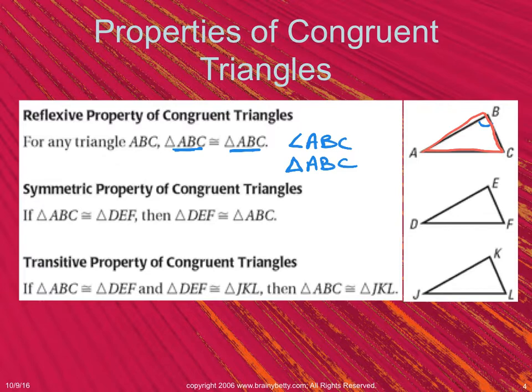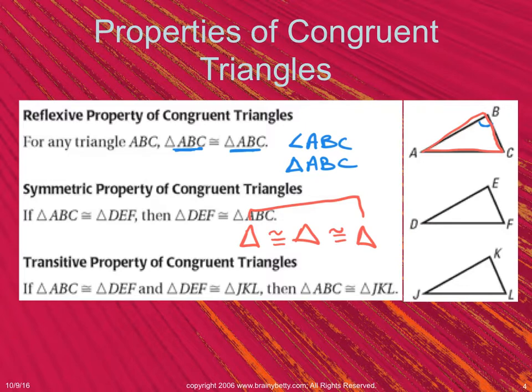Finally is the transitive property of congruent triangles. If triangle ABC is congruent to triangle DEF, and triangle DEF is congruent to triangle JKL, then the first one must also be congruent to the last one. Triangle ABC is congruent to triangle JKL. If the first is congruent to the second and the second is congruent to the third, then it must mean that the first is also congruent to the third. Those must be congruent to each other as well, because they're all the same shape, all the same size. Yes, ma'am?